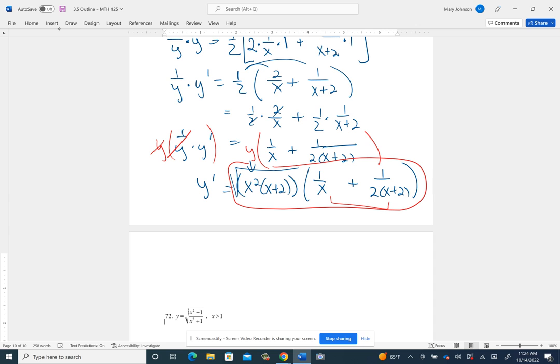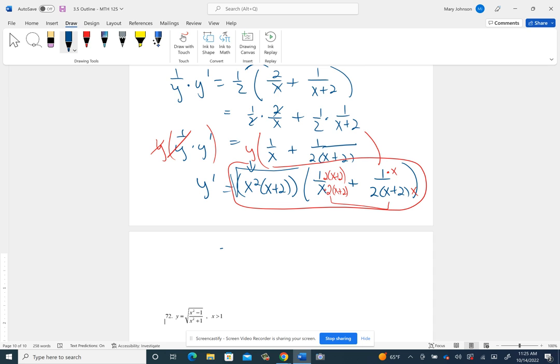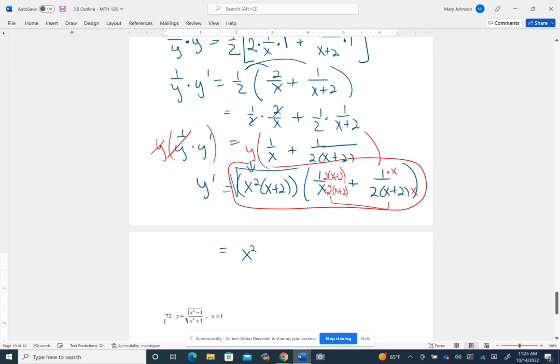We would need a common denominator. So we would need a 2 top and bottom here. We'd need to multiply by 2 and x plus 2 top and bottom. Over here I have the 2 and the x plus 2, so I just need to multiply by x top and bottom. Okay, and then I wind up with the x squared times the x plus 2. And I really want to see if there's more I need to do, so I'm going to go back to changing the radical to an exponent.